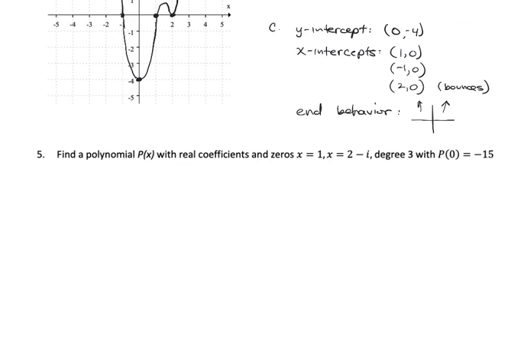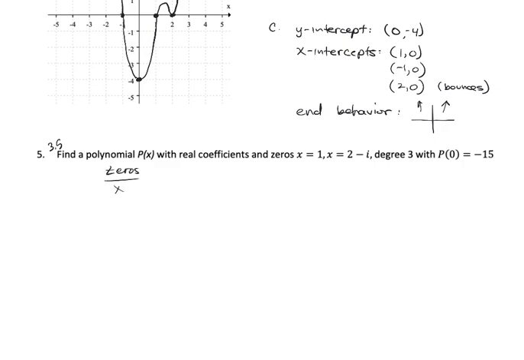Question 5, this is from section 3.5. So we have given zeros, we need to create a polynomial that's degree 3. So if it's degree 3, it needs to start with 3 factors. So right off the bat we notice there are only 2 zeros given, which is only going to give us 2 factors.